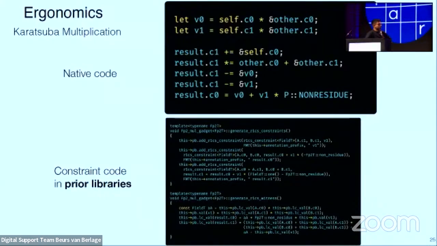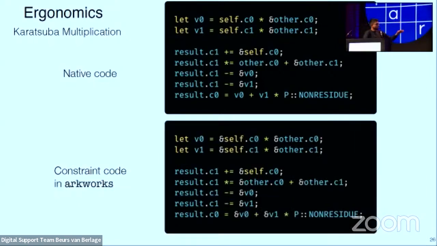So what we try to do in arkworks is try to really make it as close as possible to the native code, and we were, I think, in my opinion, very successful, right? So this second snippet of code will give you a bunch of constraints for doing Karatsuba multiplication inside your ZK SNARK. And yeah, basically all of our constraint systems look very similar to this.